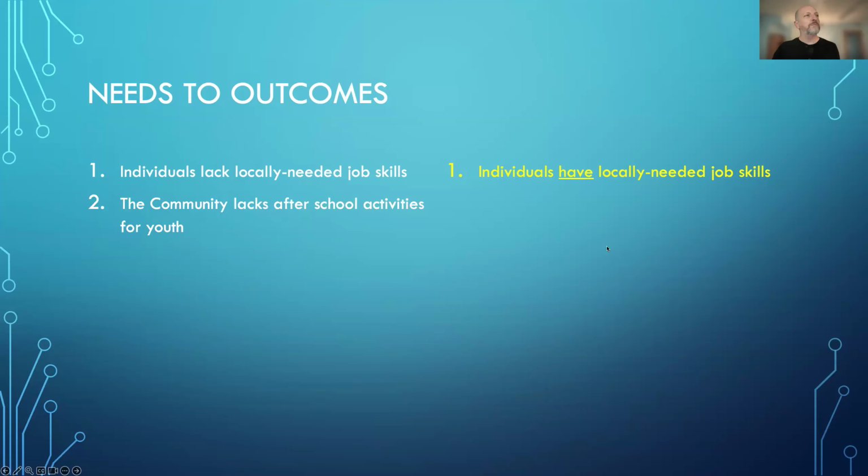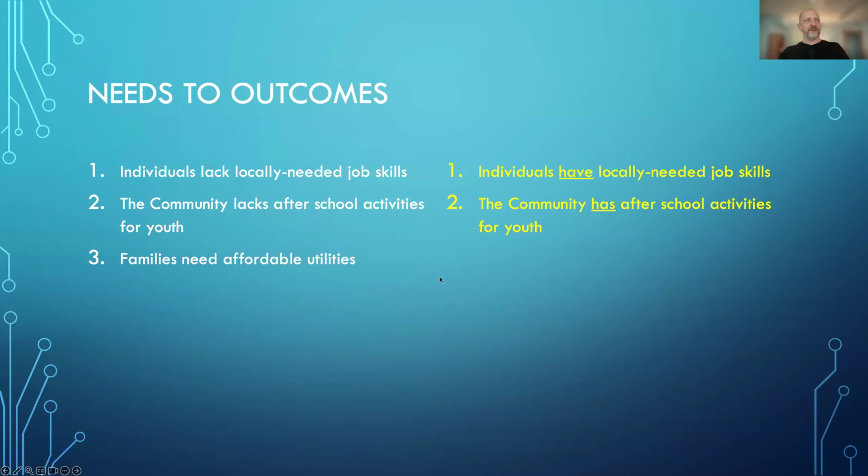How about number 2? The community lacks after school activities for youth. These are ringing a bell, I hope. So the community lacks after school activities for youth. The community has after school activities for youth. Oh my gosh, there it is. I know. At the risk of being too simple, let's take a look at a third one.